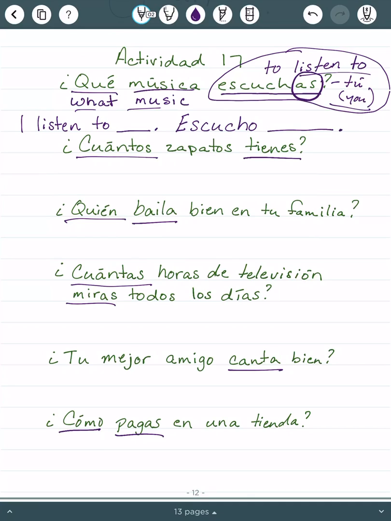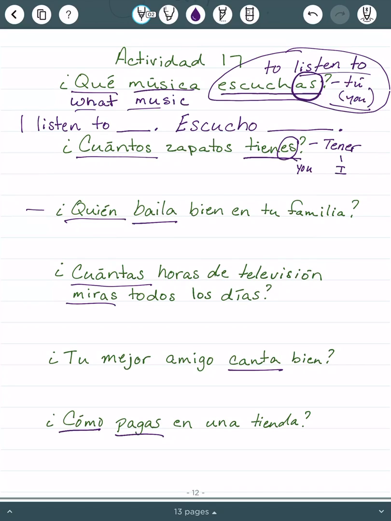Now, let's look at the second one. ¿Cuántos zapatos tienes? I'm going to let you guys figure this out, but I want to remind you, tienes comes from tener. So look up in your notes what that means. And then the ES goes with tú. So if it's asking about you, you want to answer with I.